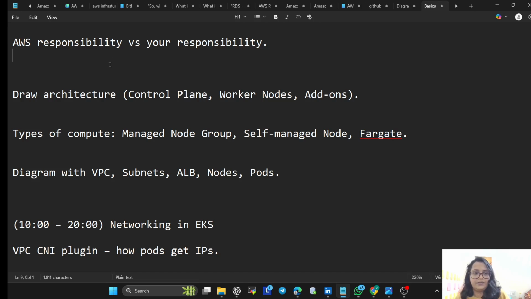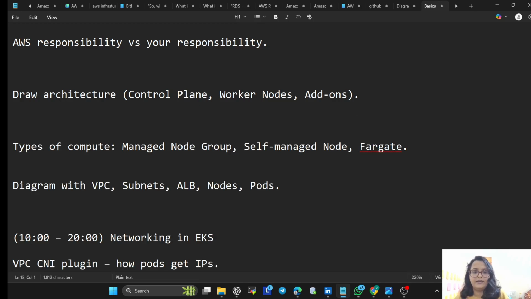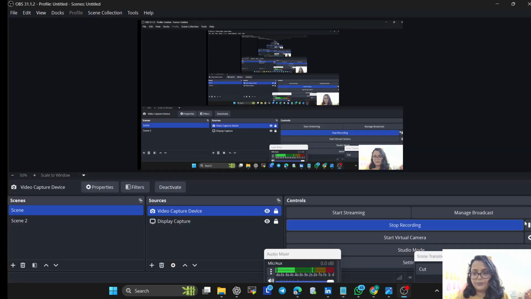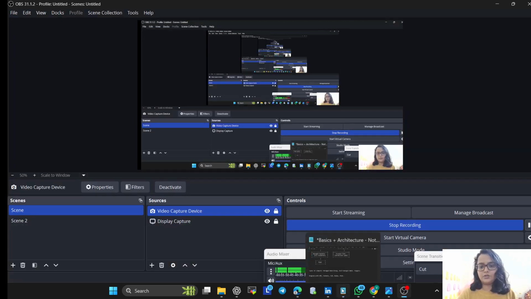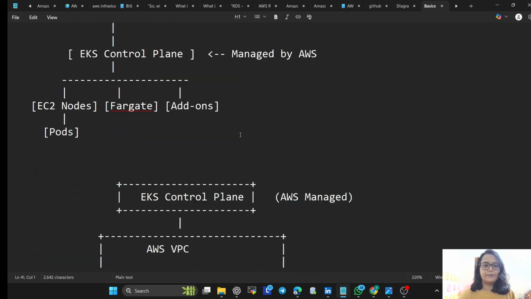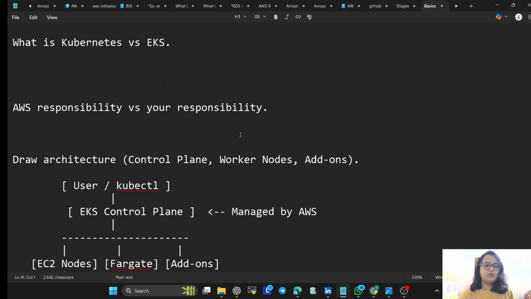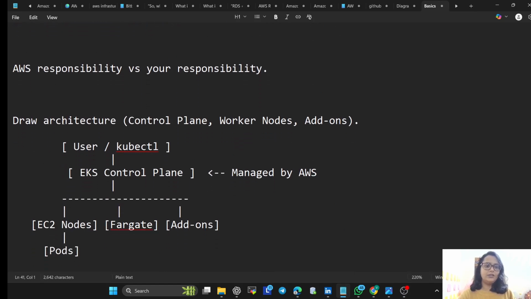See, draw architecture. So if I tell, one second, I'll show you the architecture. One minute. Yeah, I'll just show you. Yeah, see. So draw architecture: control plane, worker node, and add-ons.